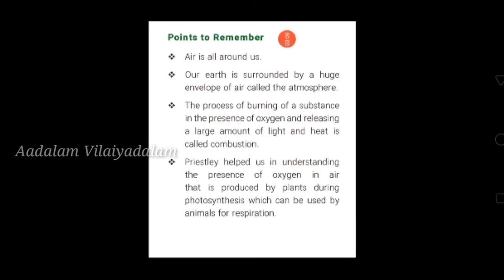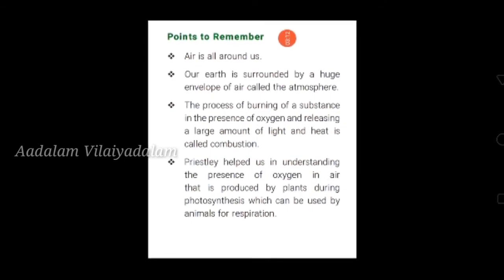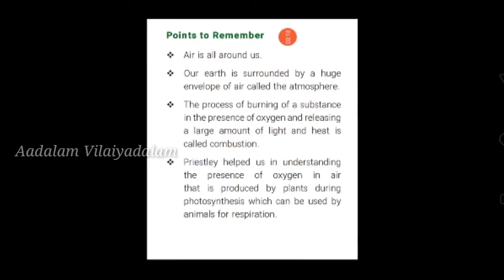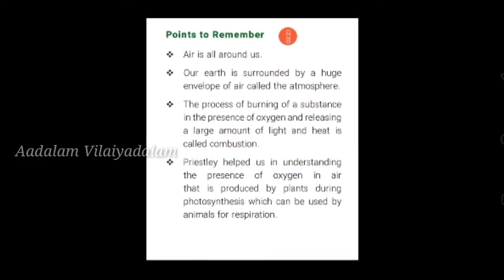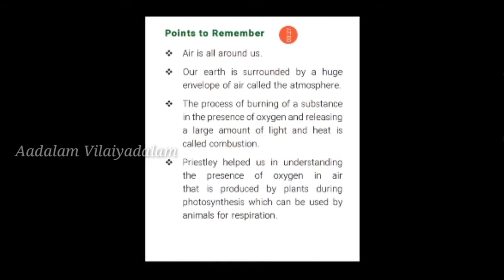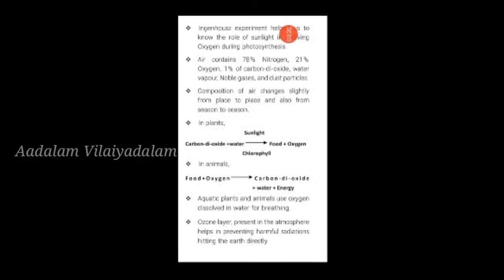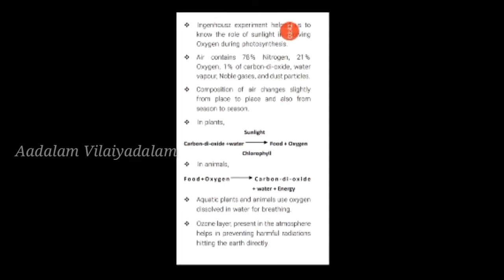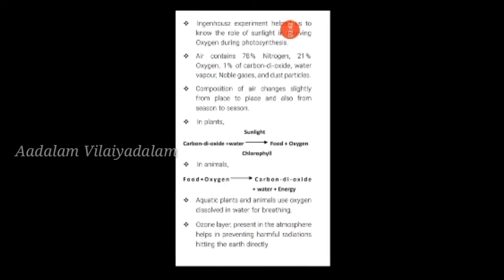Next, respiration. What is respiration? Previously we understood the presence of oxygen in the air, which is produced by plants during photosynthesis and can be used by animals for respiration. Next, composition of air. Air contains 78% nitrogen, 21% oxygen, 1% carbon dioxide, water vapor, noble gases and dust particles. This composition of air changes slightly from place to place and from season to season.